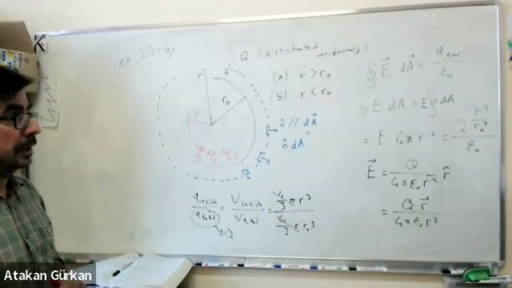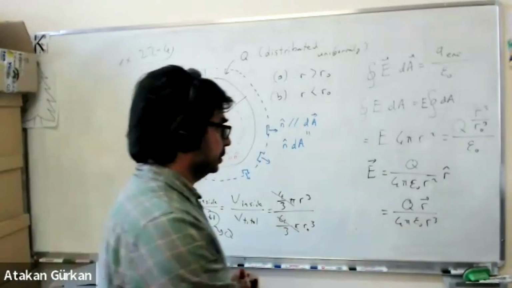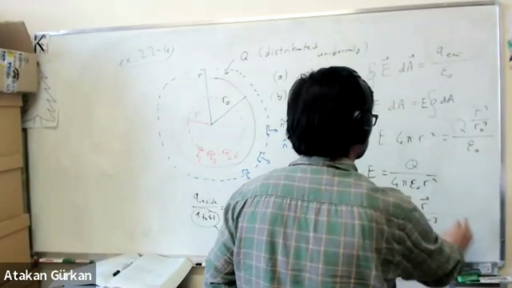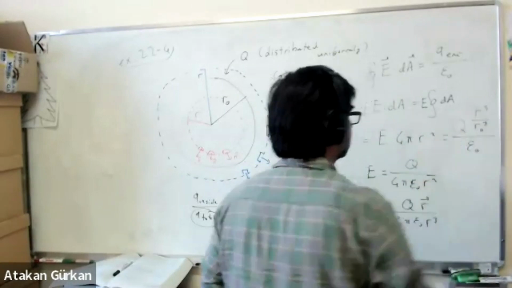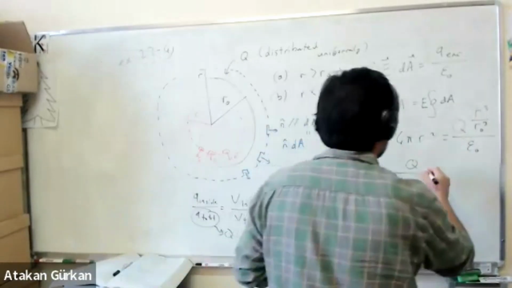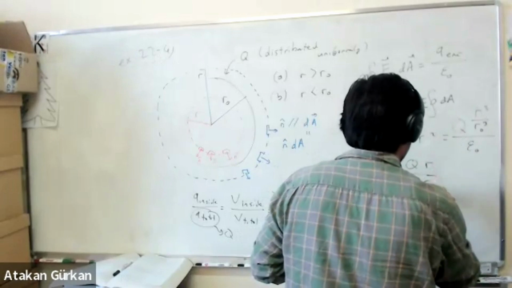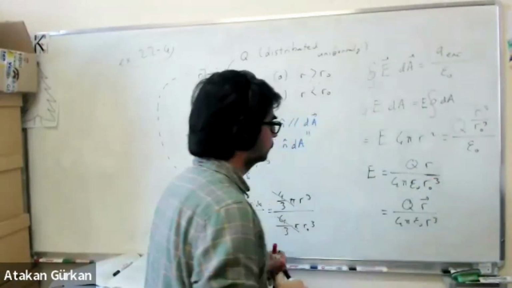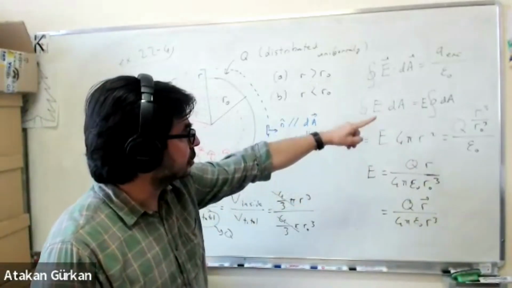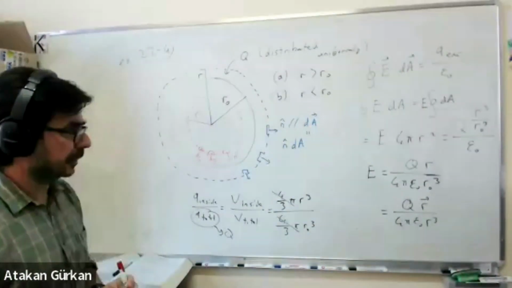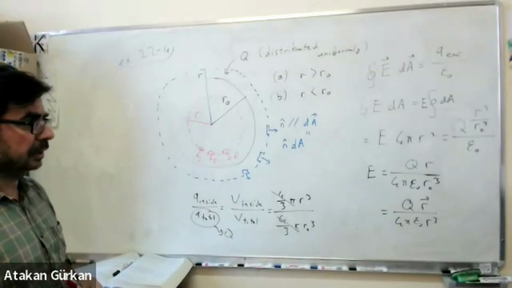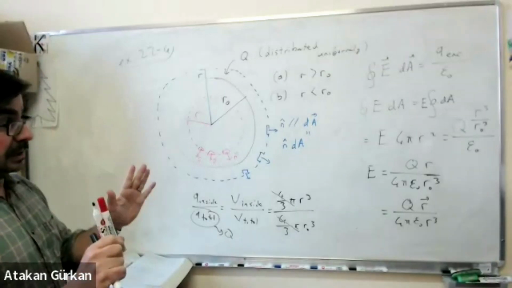Now I get a slightly different expression. I'm going to have some cancellation. This R squared is going to cancel part of this R cubed. I'm going to end up with Q times R divided by R0 cubed. So the 4 pi epsilon naught is there, and R squared cancels. And again, I want to attach a direction to this. The electric field is going to be... so what does this tell you?